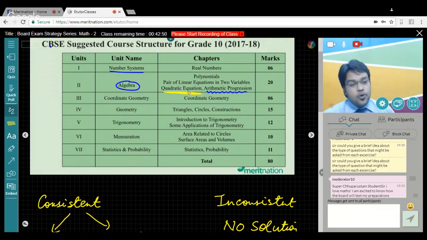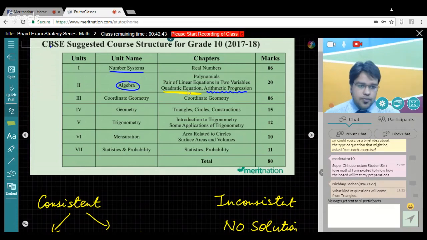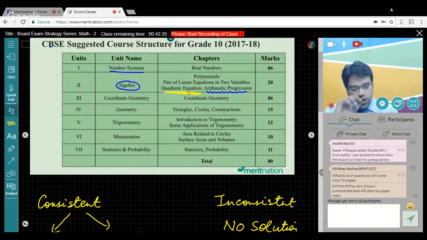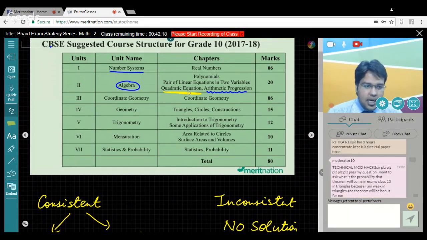The second category of questions is based on the relationship of coefficients with the roots. Minus b by a is the sum of roots and c by a is the product of roots. So you can get a question of this type based on the sum and product of roots. And not just for a quadratic equation, a cubic could also be asked. However, the chances are very low, but you can get a cubic equation, relationship of coefficients with the roots.